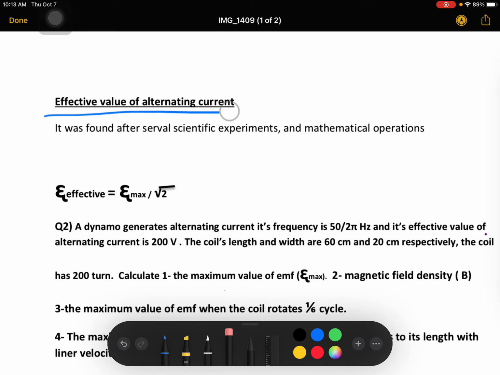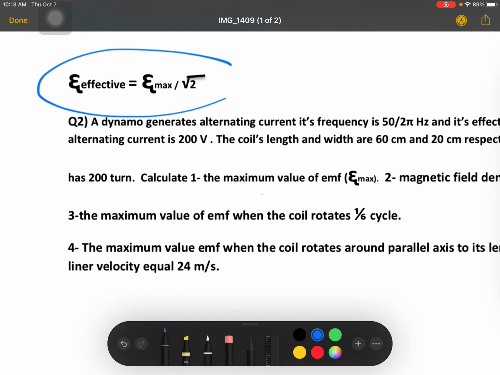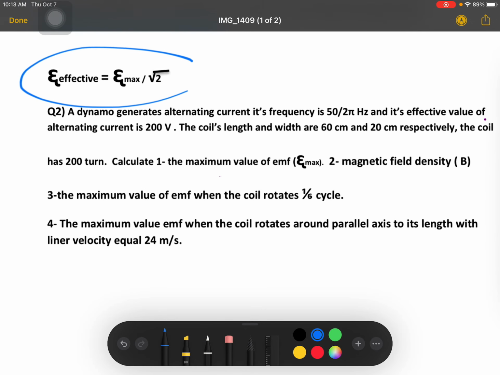Let's see some example to see how we can deal with E effective. Okay, the scientists found out this relation by experiment. Okay, the question.